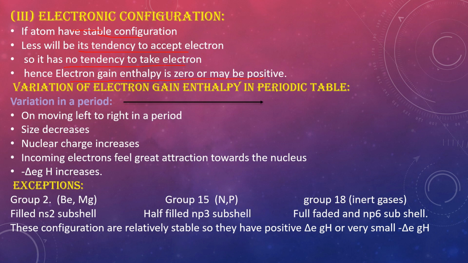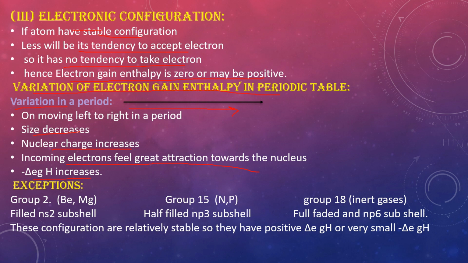Now the next topic is variation of electron gain enthalpy in the periodic table. How does it change when we move left to right in a period or down the group? First I am taking variation in a period. When we move left to right in a period, size decreases and nuclear charge increases, that is, the number of protons increases, and the incoming electron feels greater attraction towards the nucleus. Hence the negative value of electron gain enthalpy increases.